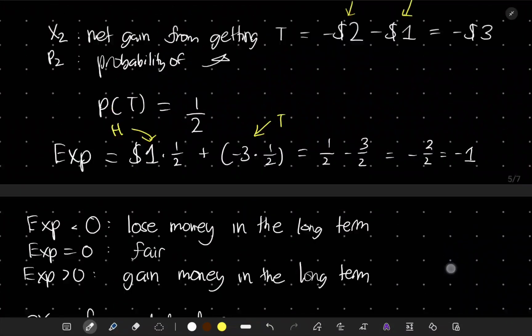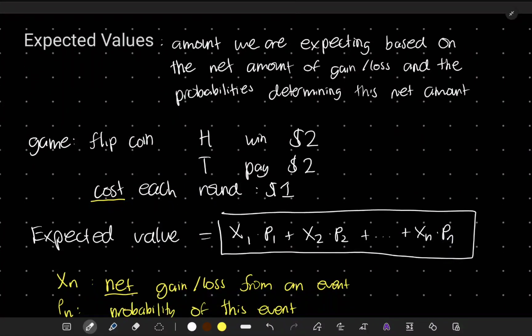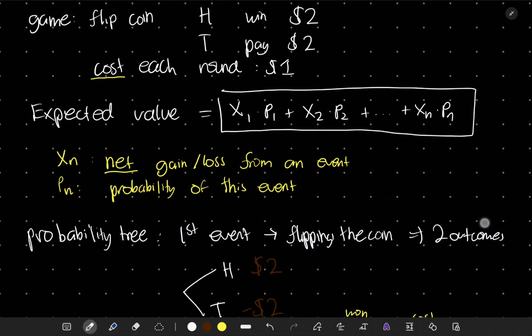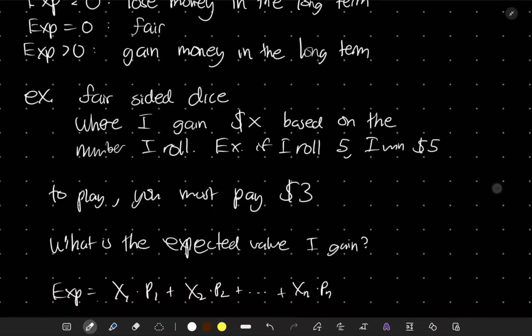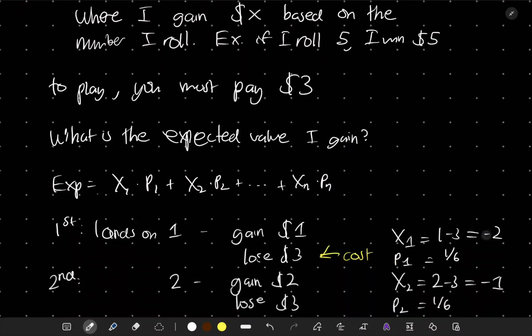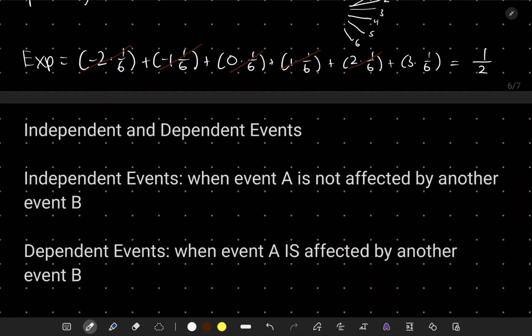In the previous video, I talked a lot about expected value, where expected value is the amount we are expecting based on the net amount of gain and loss, and the probabilities that determine this net amount, right? So then we have this equation right here, x1 times p1 plus x2 times p2, all the way to xn times p of n. We went through an example of rolling a dice and me winning an amount of money depending on how I roll, finding the expected value of how much I win.